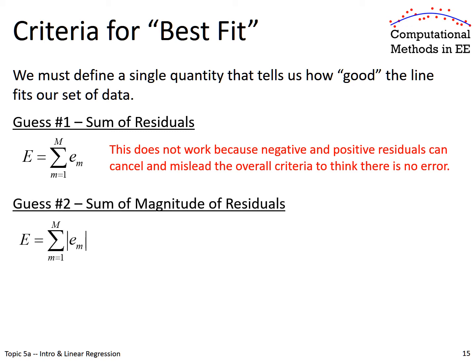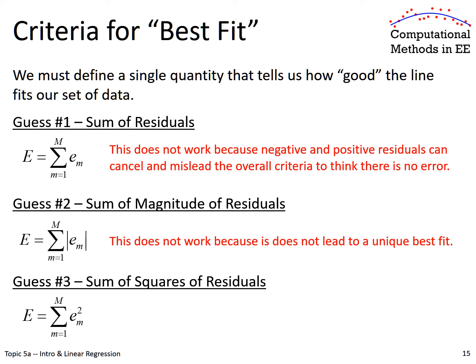Recognizing that positive and negatives cancel each other, what if we just took the absolute value of all of the residuals and added them up? Is this a good criteria for best fit? It turns out the answer here is also no, and that's because this does not lead to a unique best fit. We will have multiple solutions of how our line or function can fit those points. Not that this can't be used, it's just that there's something better.